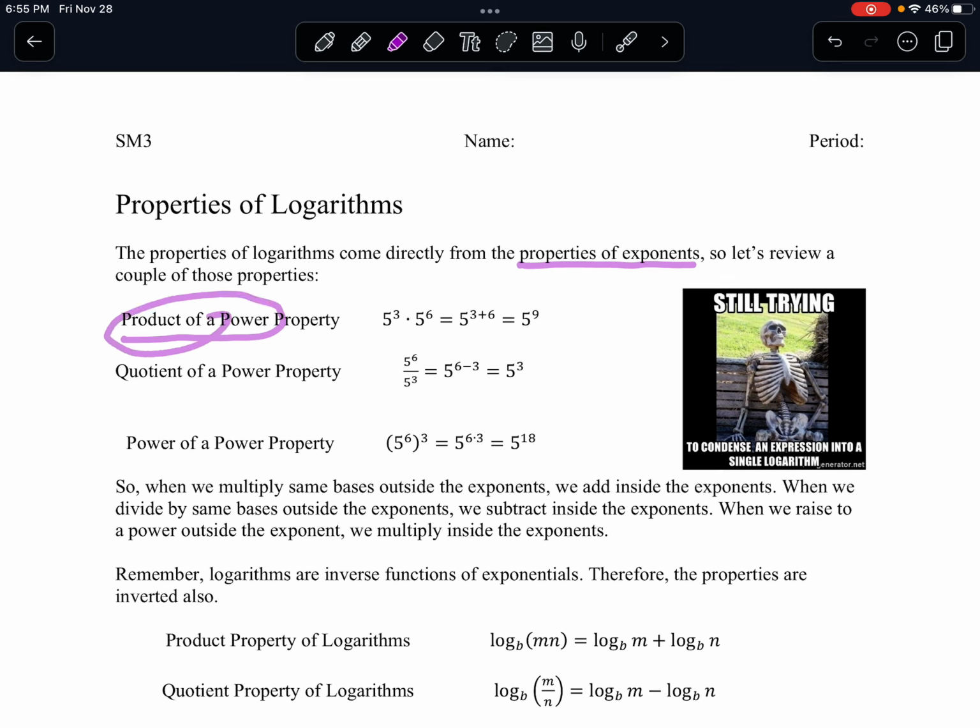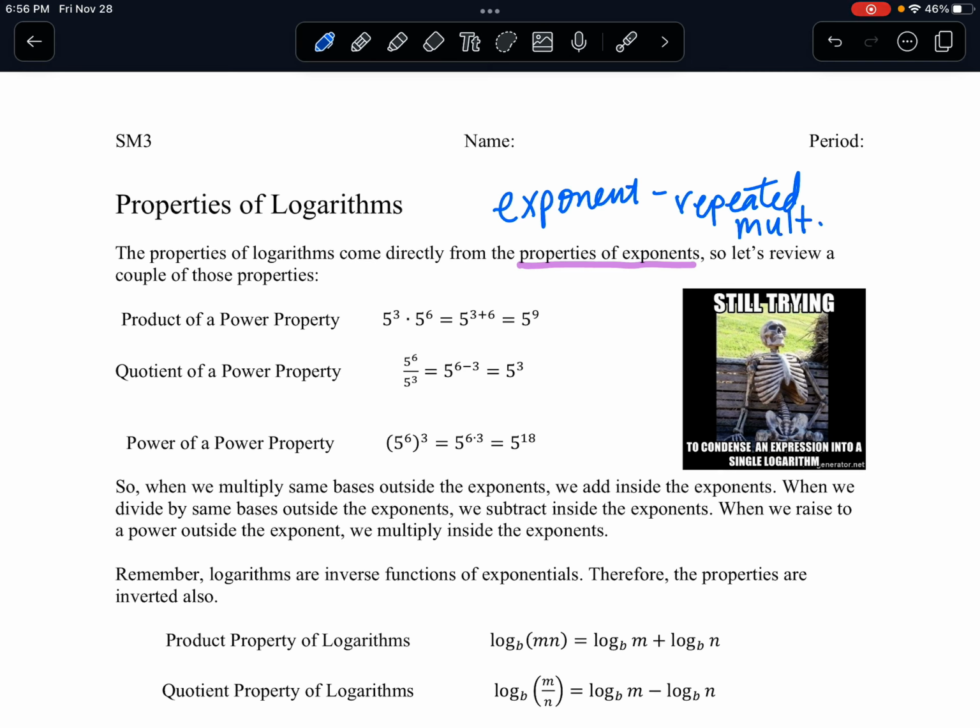We have the product of a power property. This is the multiplication rule. Meaning that when I am multiplying something, it could also be in parentheses like this, but when I am multiplying something with the same base, I just add the exponents. And you have to remember that an exponent is repeated multiplication. And for the most part, everybody knows that.